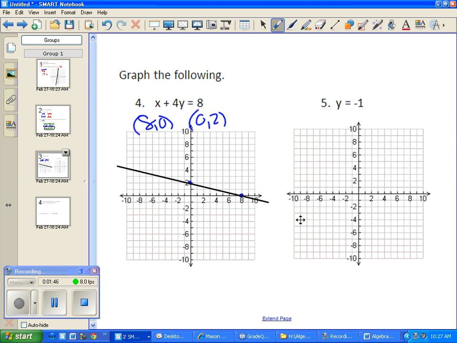Number 5 is one of those tricky ones where it doesn't matter what x is, y is always going to be negative 1 no matter what. So if I think of a couple different points where y is negative 1, look what kind of line I'm making. That would be horizontal, and if you wanted to know, the slope would be 0. No rise, but it runs forever.